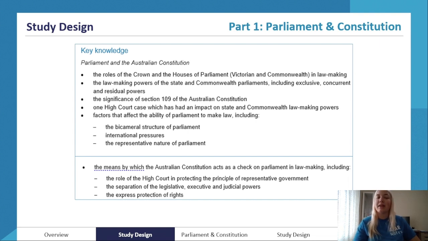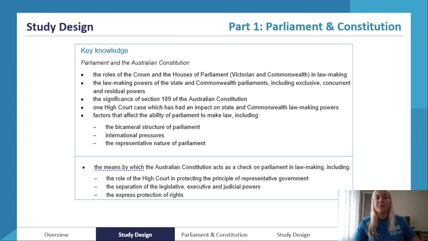Also, the factors that affect the ability of Parliament to make law. With the study design changes as of this year, students actually needed to know five, and now you only need to know these three. So, the bicameral structure of Parliament, bicameral meaning two houses. So, both a lower and an upper house exists in both the Victorian and the Commonwealth parliaments.